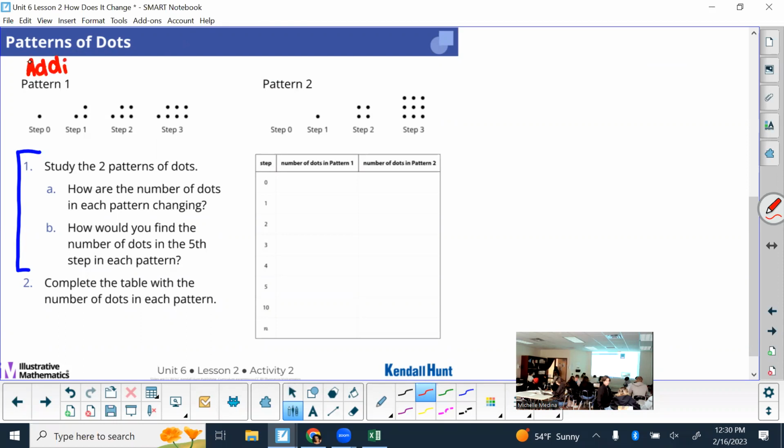All right, guys, pay attention and take notes. So would you guys agree with that? It's pattern 1 adding 2 each time? Okay, so then write that next to pattern 1. Table 4, what would the number of dots be in step 5 then? For pattern 1 only.